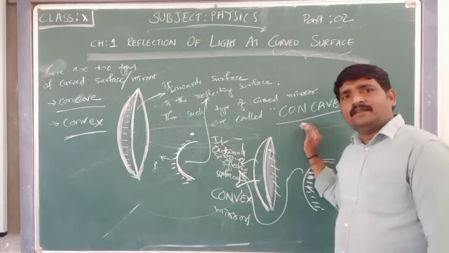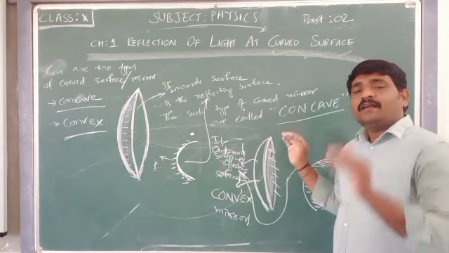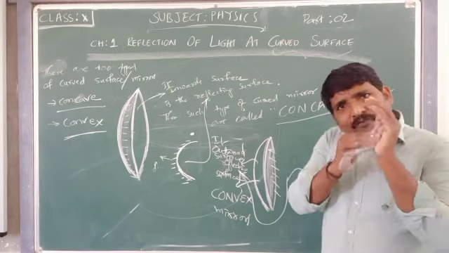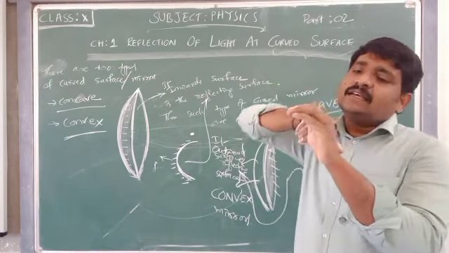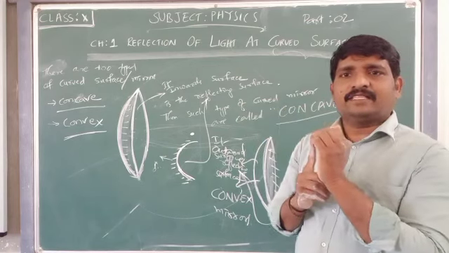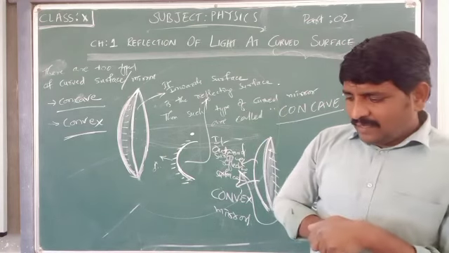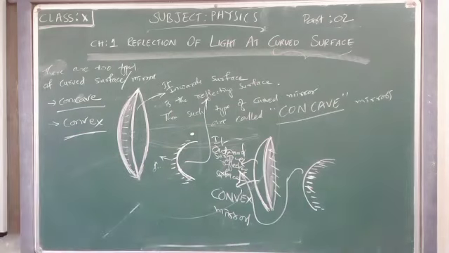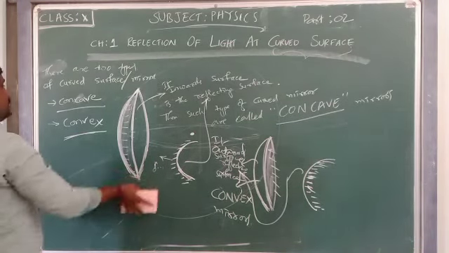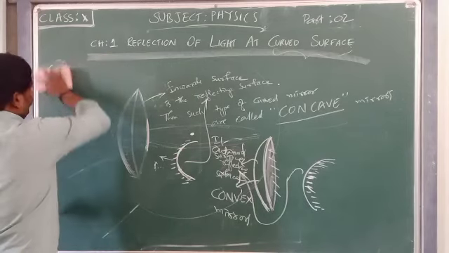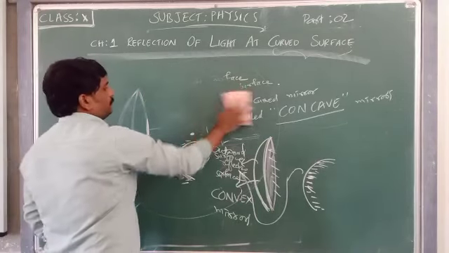What is the concern of the concave mirror and convex? Concave, the cave format or the inward surface will be the reflecting surface. Convex, the outer region will be the reflecting surface. That is the difference you have to keep in mind. Okay. Now we are going to understand one important discussion about these reflecting surfaces. Very, very important discussion.